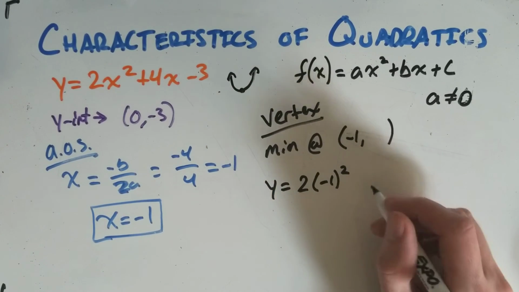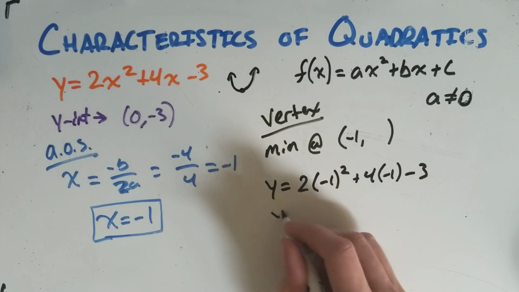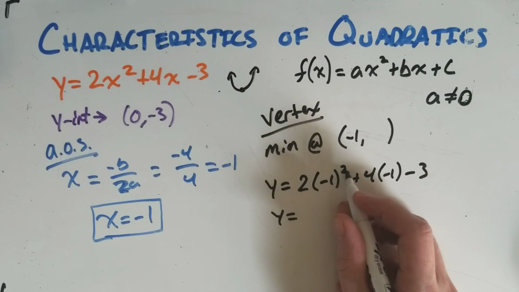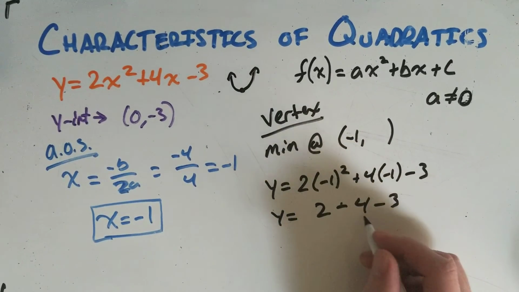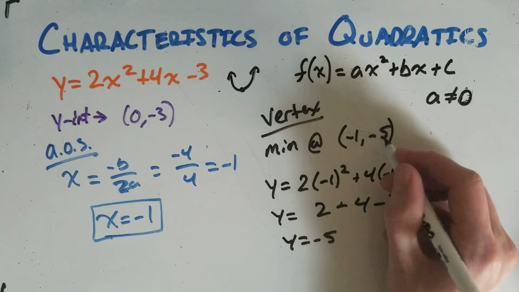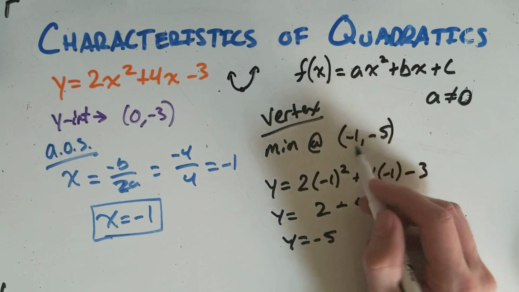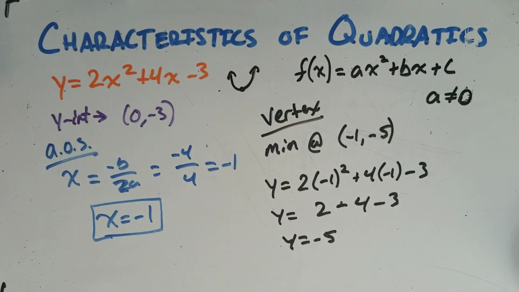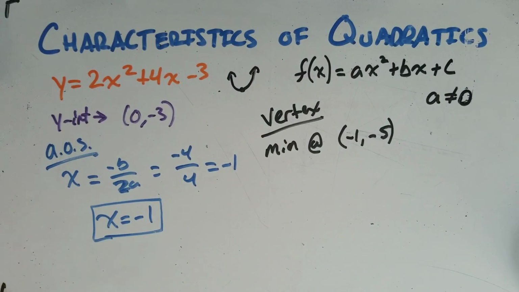2 times negative 1 squared plus 4 times negative 1 minus 3. So the y is equal to negative 1 squared is positive 1, so 2 minus 4 minus 3. So we should end up with y equals negative 5. So that means when x is negative 1, y is negative 5, and that's going to be a minimum value for us. Just like that, we have the min. I'm going to make some space here.